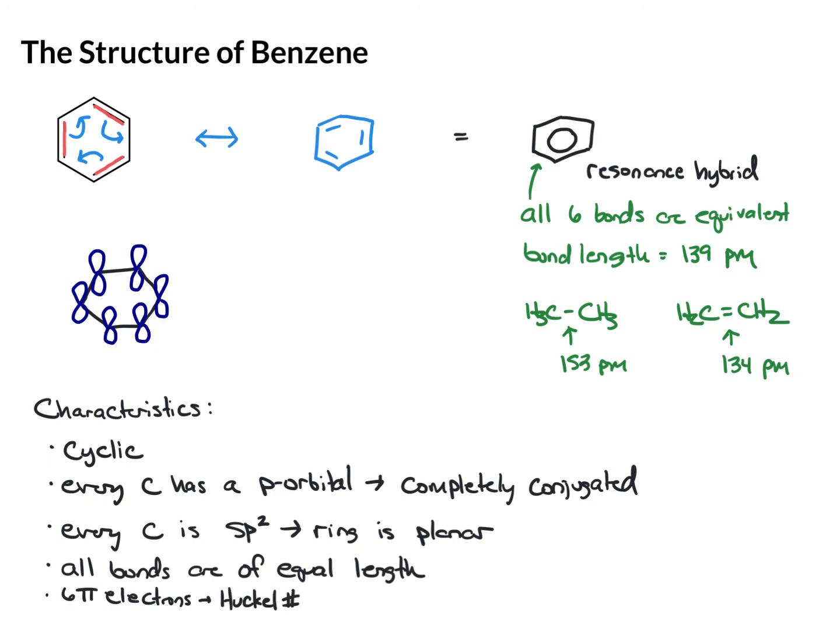The criteria we see here is what makes benzene aromatic. And specifically, when we go to eventually apply this to other compounds, these are the primary things we're looking for. We're going to need the molecule to be cyclic. We're going to need it to be completely conjugated. We're going to need it to be planar. And we're going to need a Huckel number of electrons. Although equal bond length is a characteristic of benzene, it's not a characteristic of all aromatic compounds.